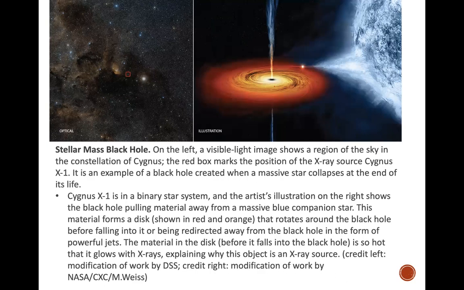The image that you see here is an image of a black hole on the left hand side, and this is a stellar mass black hole, which indicates that there are different types of black holes, right? The left hand image is what you see in a visible image, which means if you go to an optical telescope and get a picture, this is what you see, right? The red square in this left hand image is the place where you have a black hole, and this is in the constellation Cygnus.